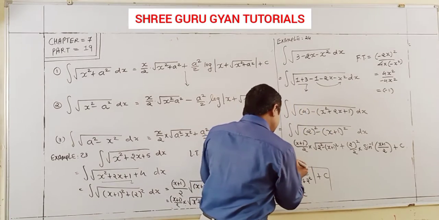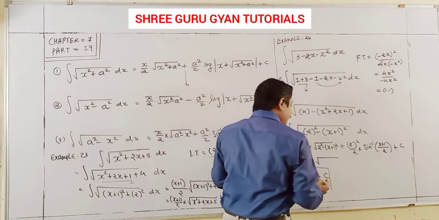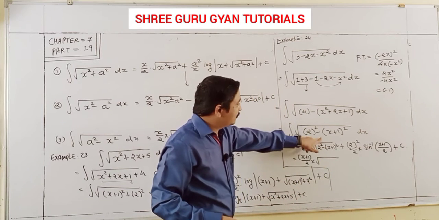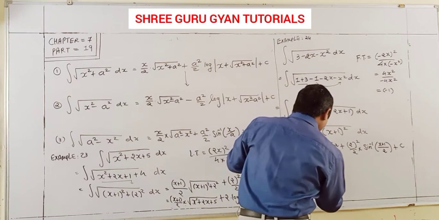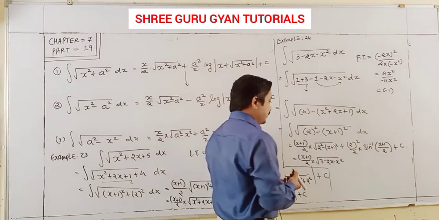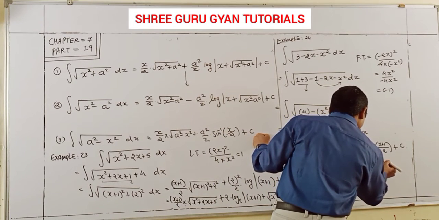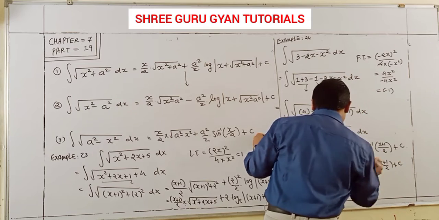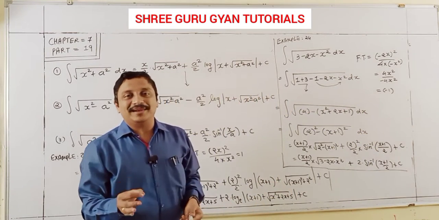So my answer is finished. x plus 1 by 2 under root, this no more calculation because it is coming to the initial question, 3 minus 2x minus x square, and here 2 sine inverse x plus 1 by 2, plus c. And here, students, this question, examples 23 and 24, happily done.